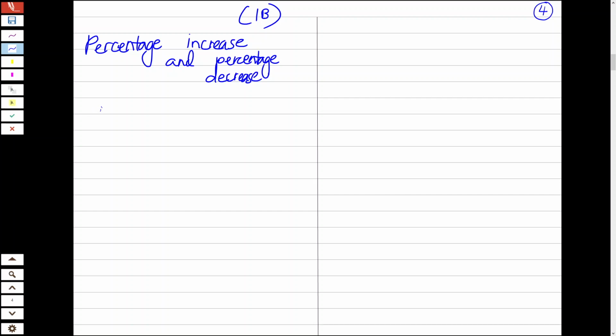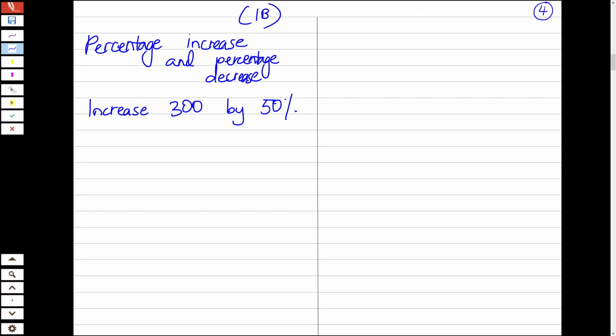So let's start with an example. Increase the number 300 by 50%. Now, I think many of you can do this without doing a long calculation because you recognize that 50% is half. Half of 300 is 150, and 300 plus 150 will give you 450.